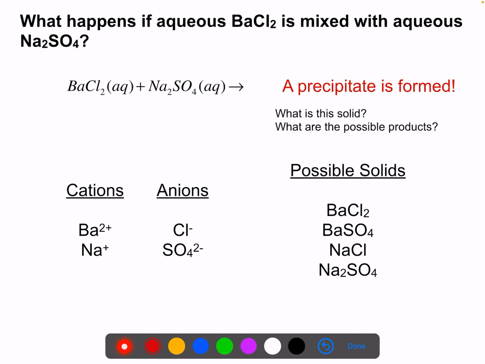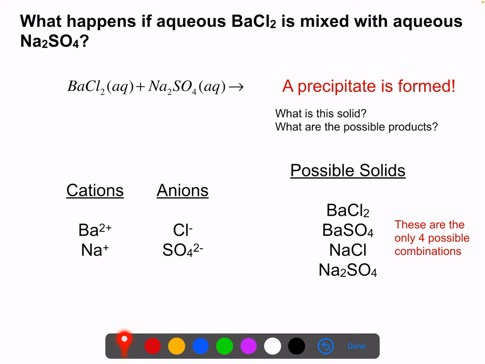And so we can say in a list form, here are the possible solids. And again, all I did was take the cation and put it with both anions. So barium with chloride, barium chloride, barium with sulfate, barium sulfate, sodium with chloride, sodium chloride, sodium with sulfate, sodium sulfate. One of these four is the precipitate. The question becomes, which one of those four?